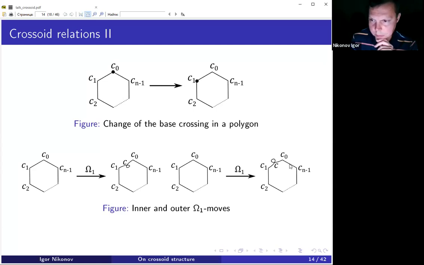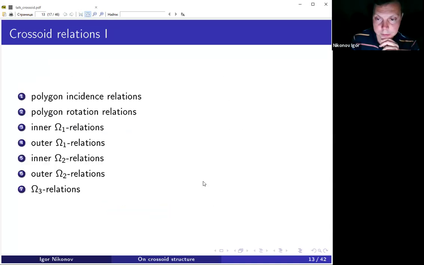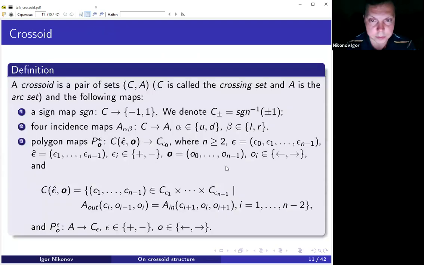So these are the first moves. For the second Reidemeister move, we also have an inner second Reidemeister move, which splits the polygon into parts, and an outer one, where from an n-gon we get an (n+2)-gon by using this outer arc. And for the third Reidemeister move, we have the following configuration, and we may write down some relation for this move. So we have some number of relations, and if these maps satisfy these relations, we say that we have a crossoid. Given a crossoid, we may define coverings of diagrams.